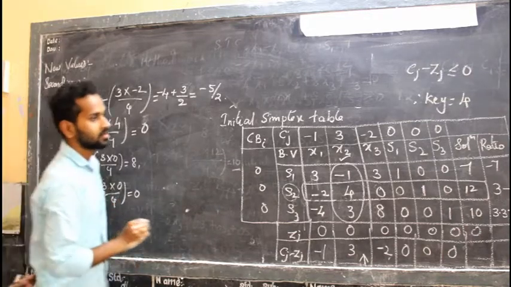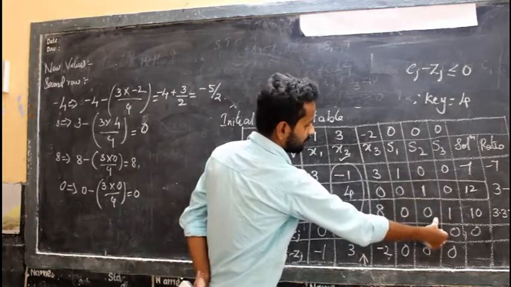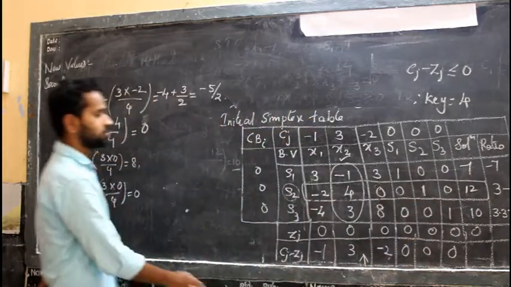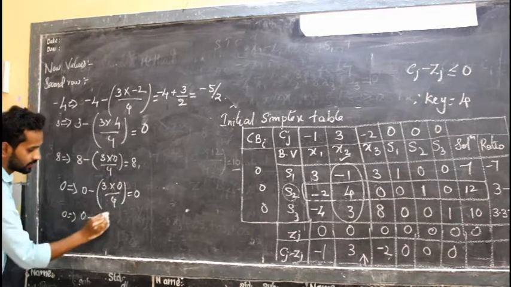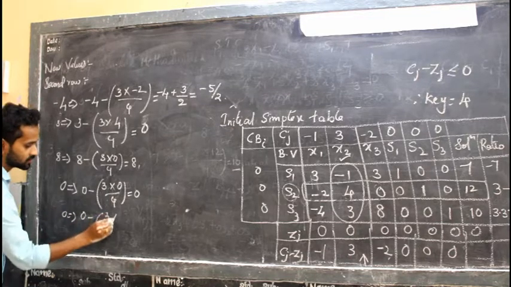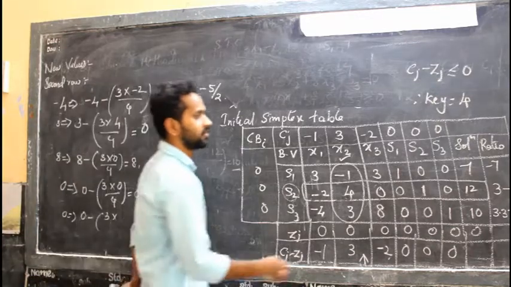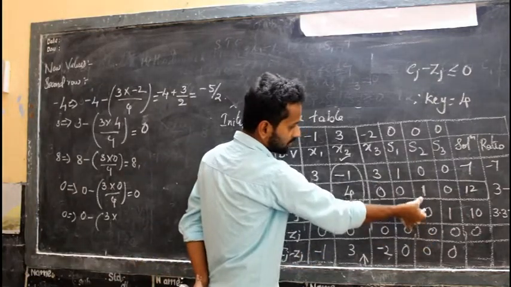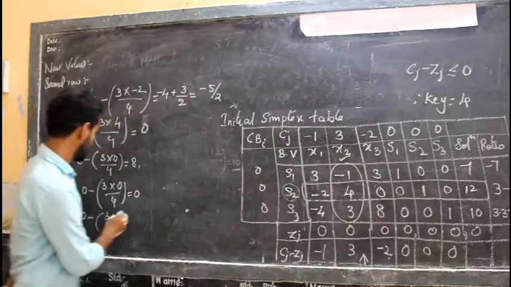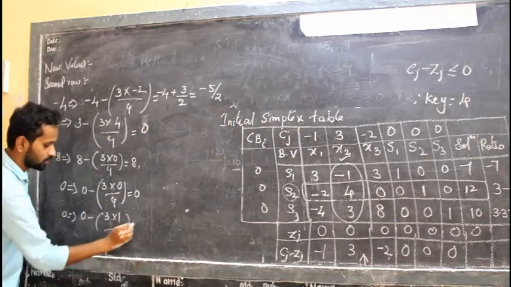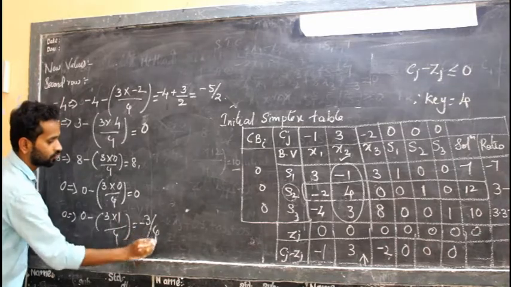Next again for S2, when I go for S2, 0 minus key corresponding column value is 3, and the key corresponding row value I will find. I am finding for this 0, right? Key corresponding row value is 1. Key corresponding row value 1 divided by 4. Answer is minus 3 by 4.